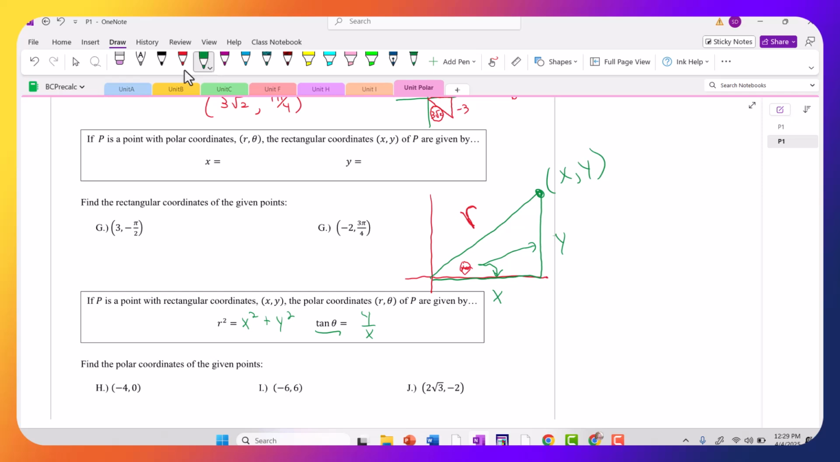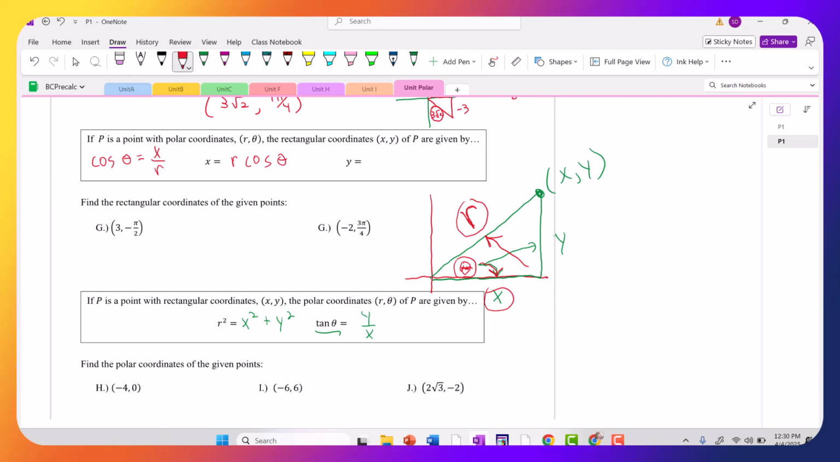Okay, now let's change the colors to red. And now how do I get X? Say you were given this and given this, and then I had to find X. What side is this? Adjacent. And what side is this? Hypotenuse. What's adjacent over hypotenuse? So cosine of theta equals X over R. And then if you multiply both sides by R, that's what X is, right?